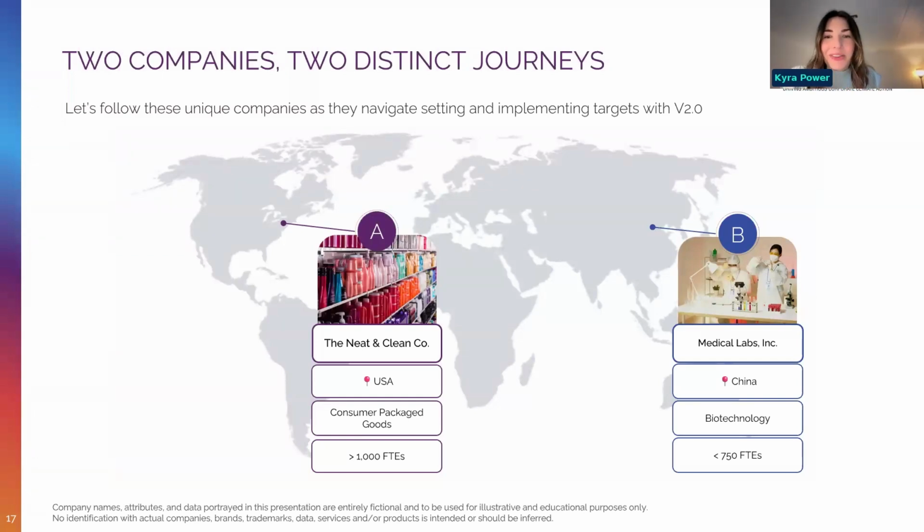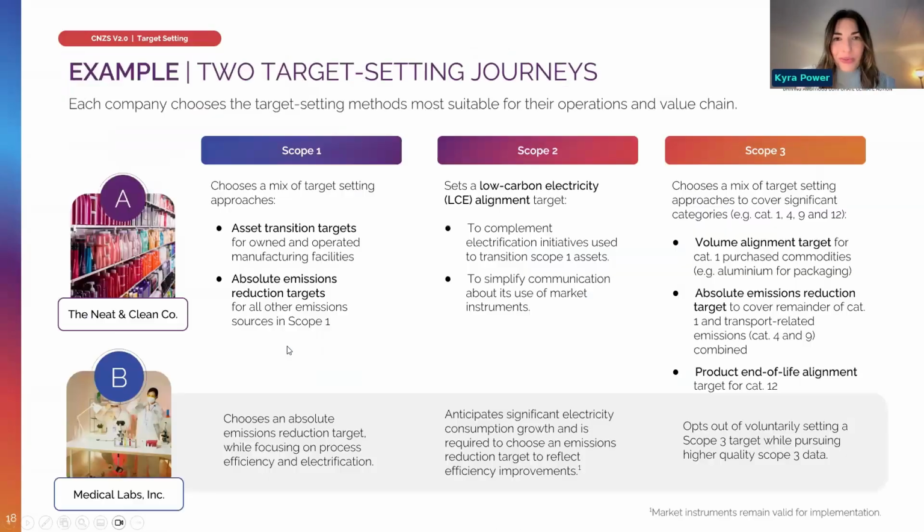Our first company is a large consumer packaged goods company based in Canada. The second company is a mid-sized biotechnology company based in China. All right, let's look at how they go through their target setting process.